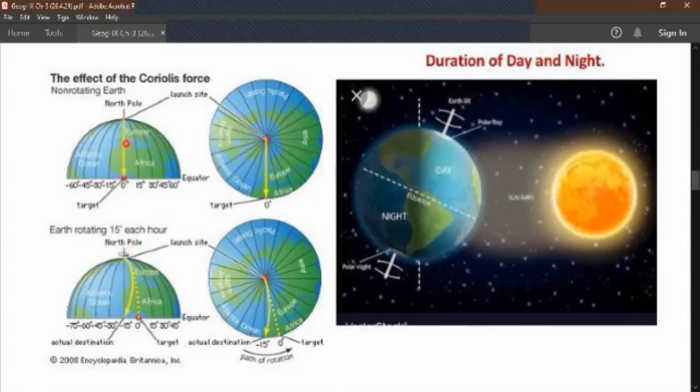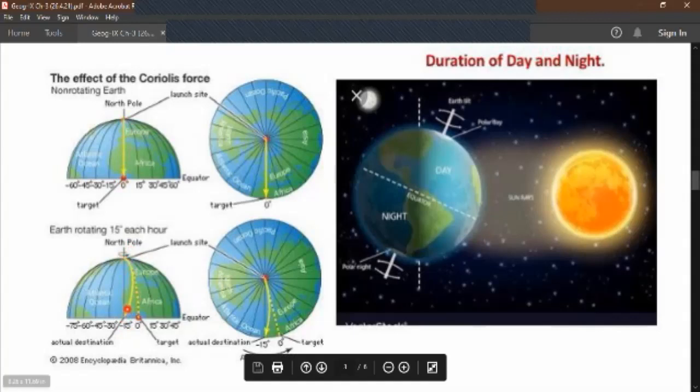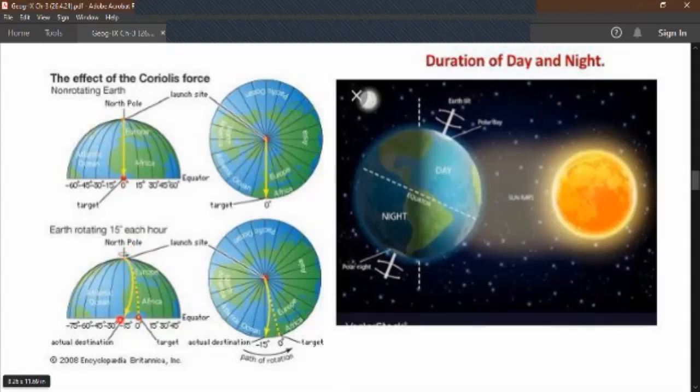As you can see, this is the launching site and this will be the target. But due to Coriolis effect, it gets deflected towards its right direction from 0 to 15 degrees. There is a gap of almost 15 degrees. So this is termed as Coriolis effect.